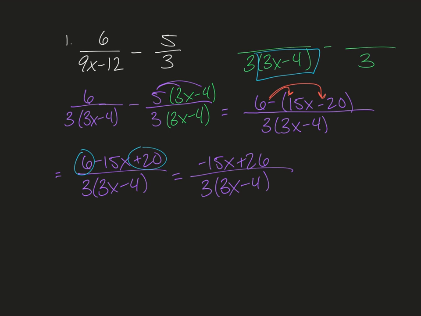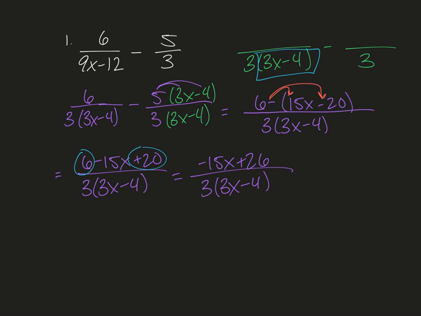Now, just like before, we want to see if I can factor anything on the top. So this is just a binomial, so is there anything I can factor out? The factors of 15 are 5, 3, 1 and 15, and 26. I don't think there's anything in common there, so I can't factor anymore.